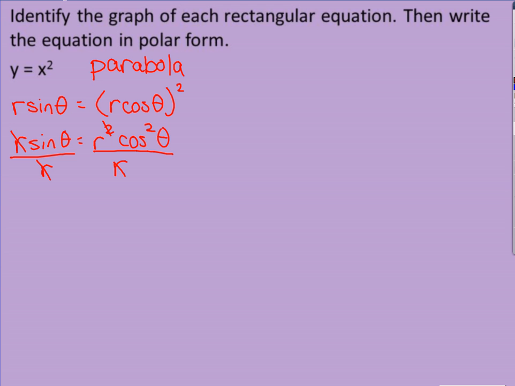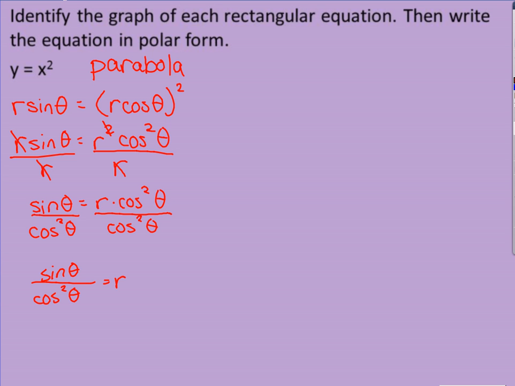These are going to cancel. This will cancel 1 here. So we have sine of theta is equal to r times cosine squared of theta. Again, we're trying to get that r by itself, so we're going to divide both sides by the cosine squared. So we know the sine theta over cosine squared of theta is equal to r. Now we have to think back to when we were manipulating our trig identities in chapter 5 and think about how to simplify this expression.